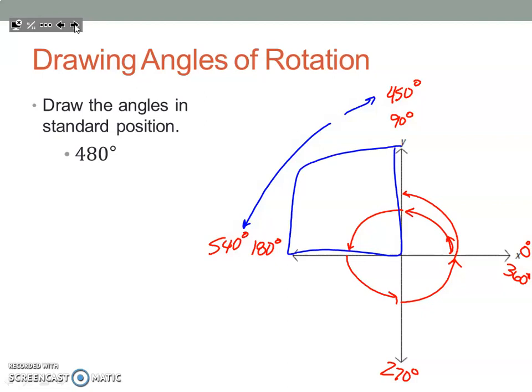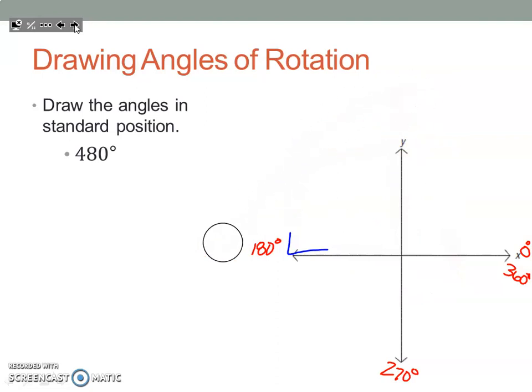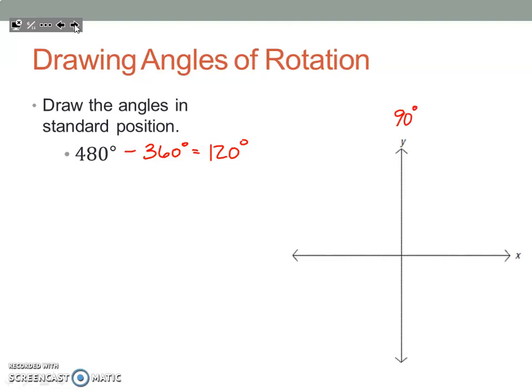Okay? Now, something else that might help you guys if you don't want to have to count all the way around to figure out where that is, since we know that 360 is a full rotation, right off the bat, I can take 480 minus 360. And if I take 480 minus 360, then that's going to give me 120. Okay, so really I'm just trying to draw a 120 degree angle. So 90 degrees and 180 degrees.